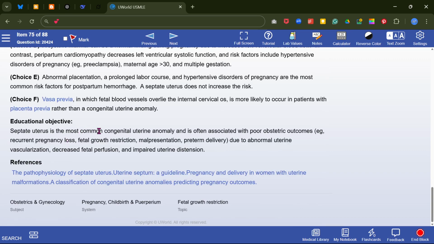Septate uterus is the most common congenital uterine anomaly and is often associated with poor obstetric outcomes like recurrent pregnancy loss. So a common congenital anomaly can cause fetal growth restriction, malpresentation, and preterm delivery due to abnormal uterine vascularization, decreased placental perfusion, and impaired uterine distension. So this is all about intrauterine growth retardation.